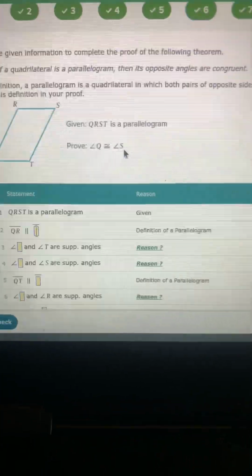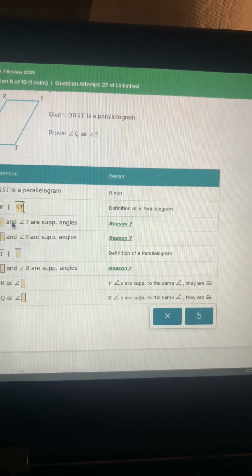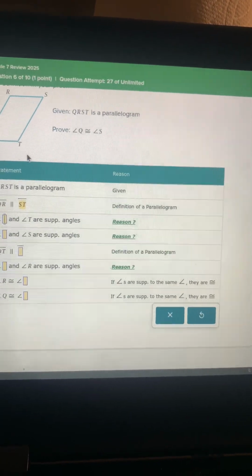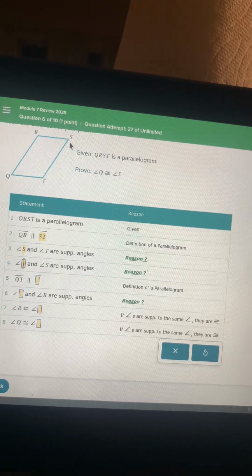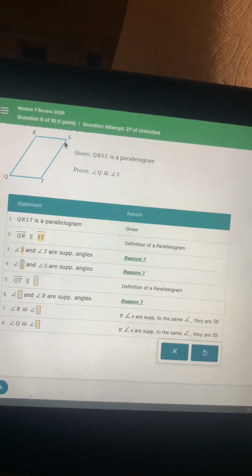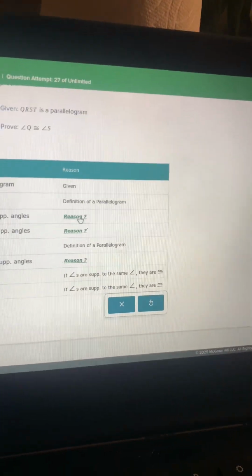This one is the easiest one, I think. QR, so this one will be ST because we have to match the other side of it. This one would be T, so it'll be S. This one would be R. Brain fart.